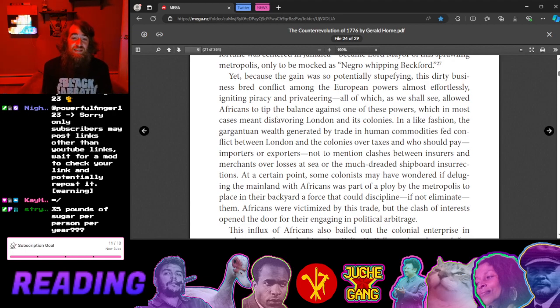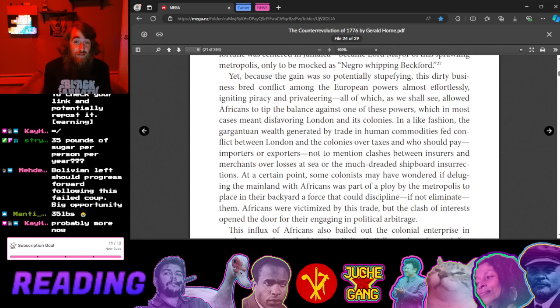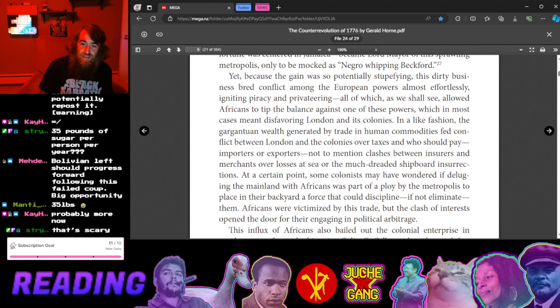Yet, because the gain was so potentially stupefying, this dirty business bred conflict among the European powers, almost effortlessly igniting piracy and privateering. All of which, as we shall see, allowed Africans to tip the balance against one of these powers, which in most cases meant disfavoring London and its colonies.